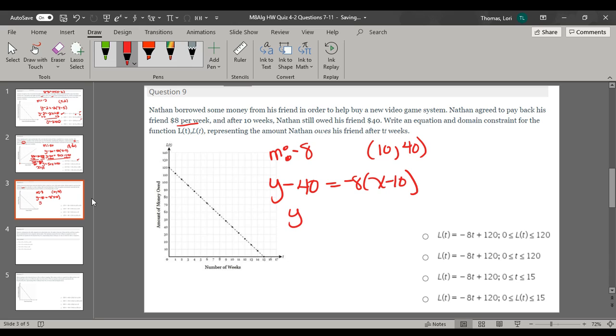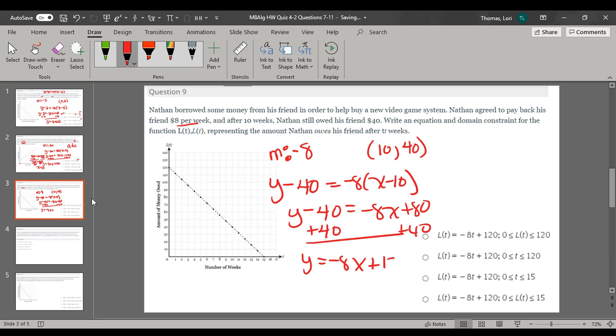y minus our y1 of 40 equals negative 8 times x minus 10. We're going to distribute the negative 8, and now we're going to isolate the y. So we have y equals negative 8x plus 120. So this is how they got their equation.